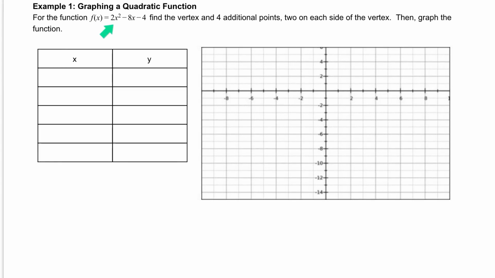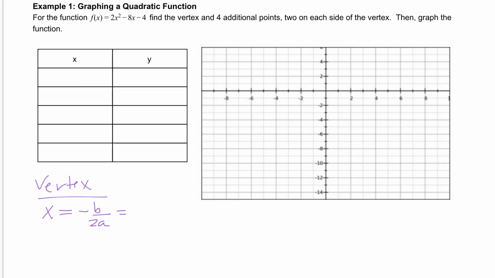It says for the function f of x equals 2x squared minus 8x minus 4, find the vertex and 4 additional points, 2 on each side of the vertex, then graph the function. So the first thing we want to do is find that vertex. To find the vertex, we're going to start by finding the x-coordinate of the vertex. So x is equal to, from that formula above, the opposite of b over 2 times a.